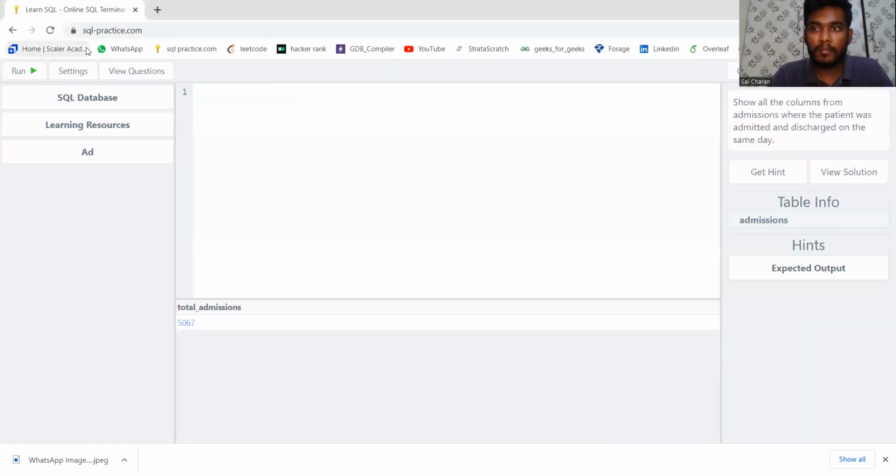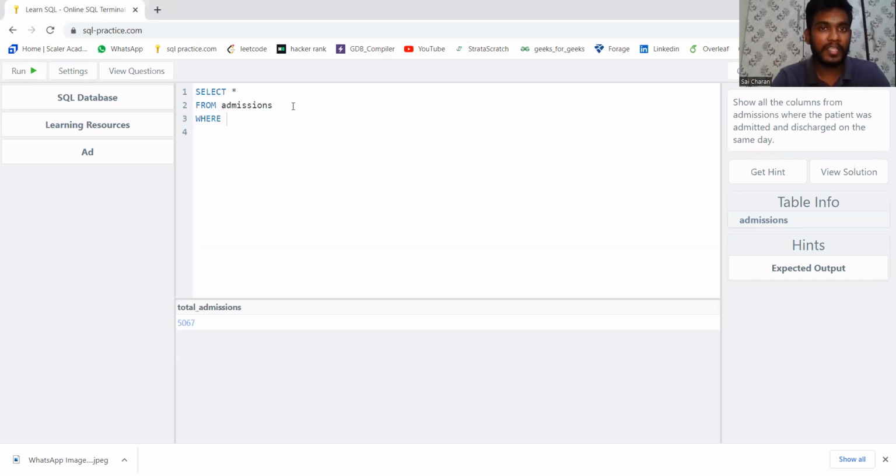Show all the columns from the admission table where the patient was admitted and discharged on the same date. This is also very simple. As usual, let's start with select from admission. They are asking to extract every column, right? So star. They have given us a condition, so that is the reason I am using the where condition.